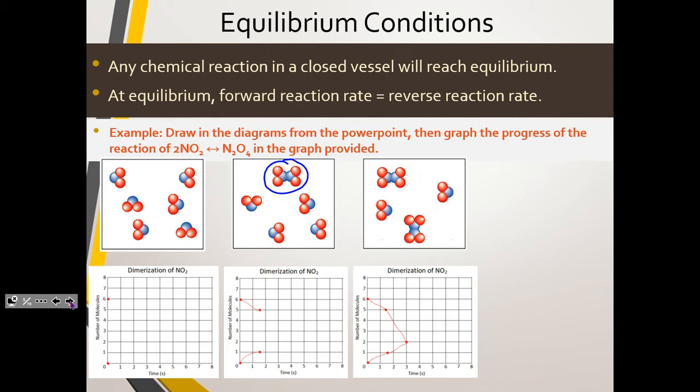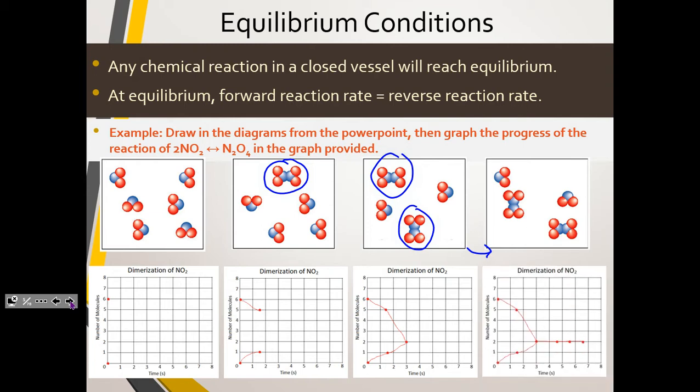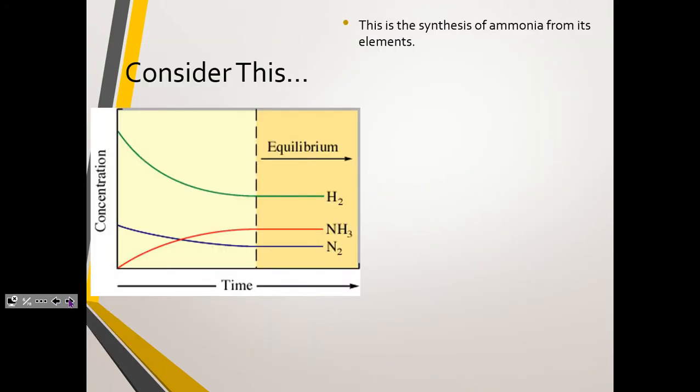Okay, more time passes, and again, another pair of NO2 molecules dimerize. And then in the third picture, you'll notice that there is no change in products. So we have the same. And what's going to happen is the concentration of the products and the reactants are constant, stays the same. Pause the video if you need to finish sketching in the graph.